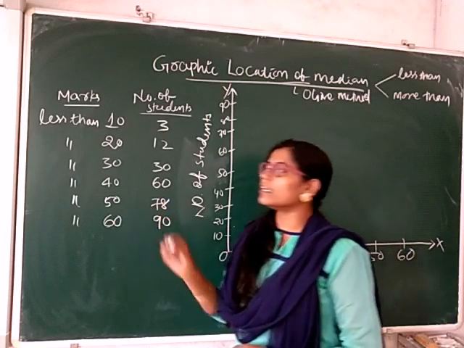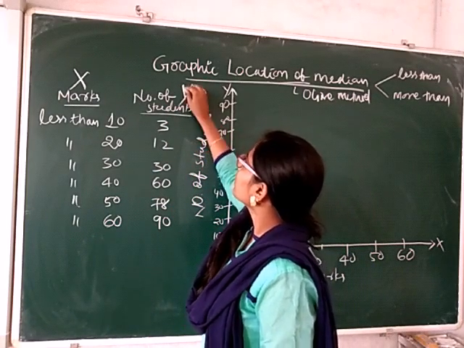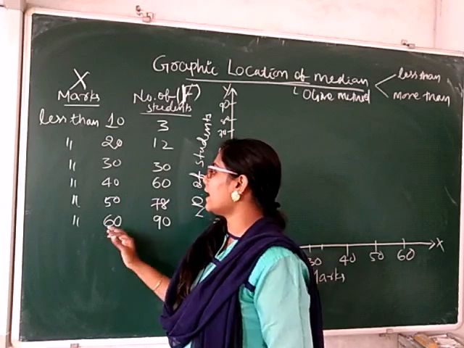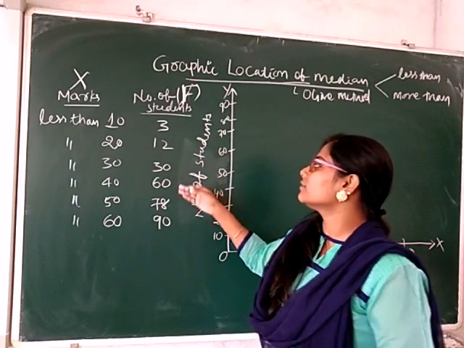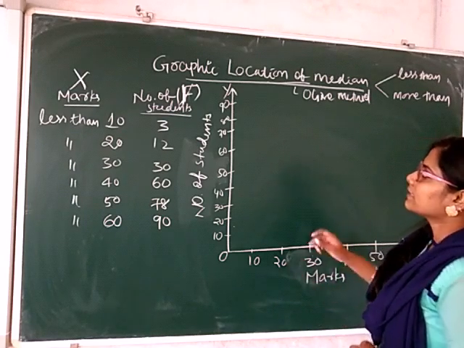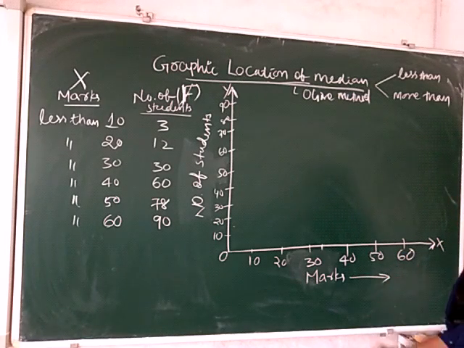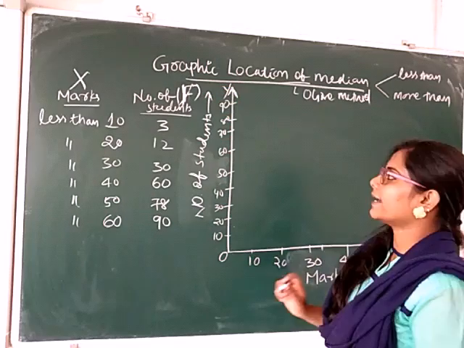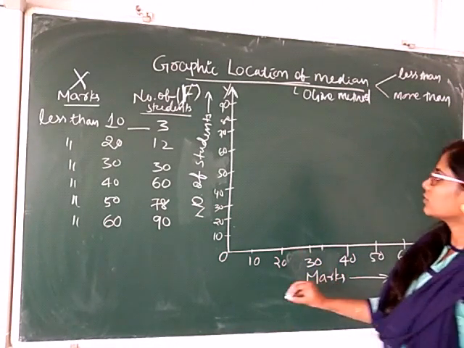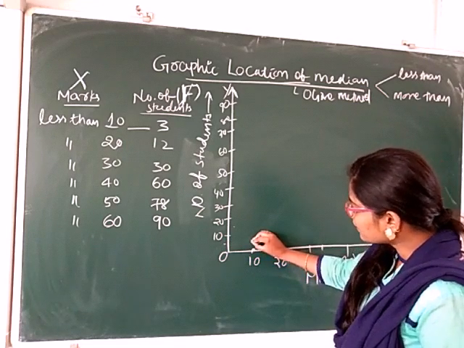So this is the example related to the less than series, where marks are denoted as X and the number of students is denoted by F. The question is: less than 10, less than 20 and so on, and the numbers of students are 3, 12, 30, 60, 78 and 90. We represent this on the diagram: this is the y-axis and this is the x-axis. The x-axis denotes marks of the students and the y-axis denotes the number of students. First, less than 10, the number of students is 3, so the point will be here.